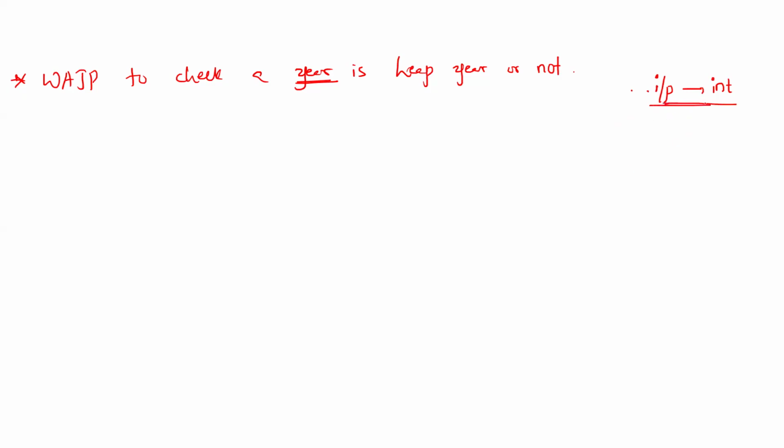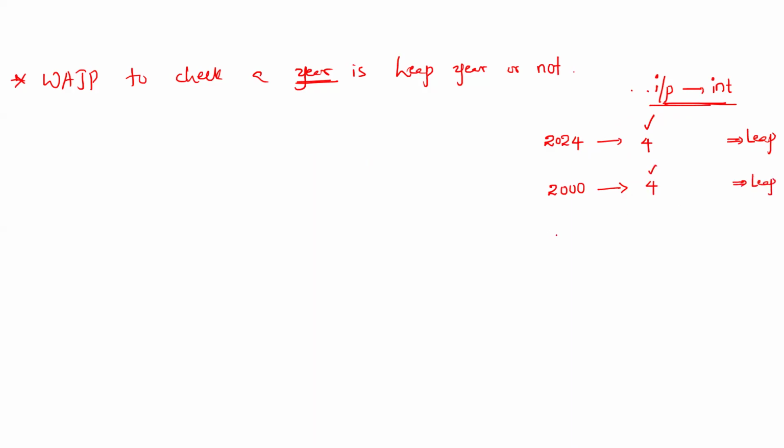So how do we say a year is a leap year or not? Divisible by 4, correct? For example, if we take the year 2024, is it a leap year? Yes, because it is divisible by 4. Correct or not? We'll take year 2000. Is it a leap year? Yes, because it is also divisible by 4.